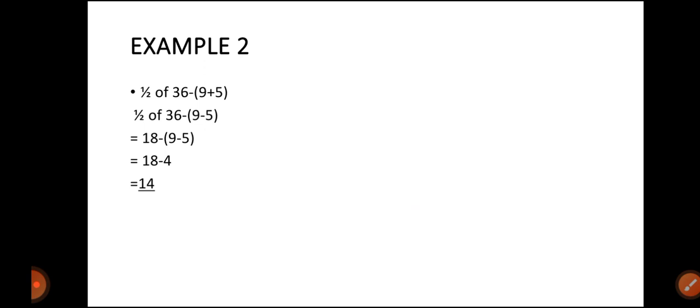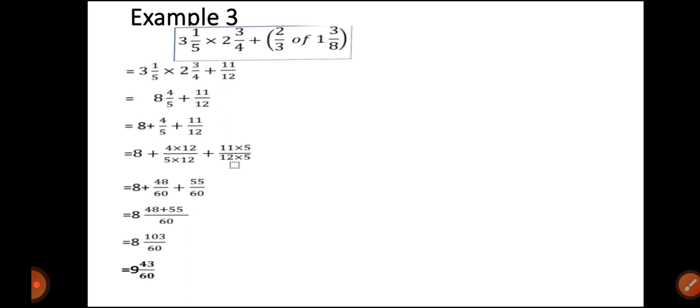Now let's look at what is in the bracket. We have already converted the sign in the bracket, which means we have started with the bracket. 9 minus 5 is 4. Then 18 minus 4 gives us 14. As simple as anything. Let's look at another example, example 3.